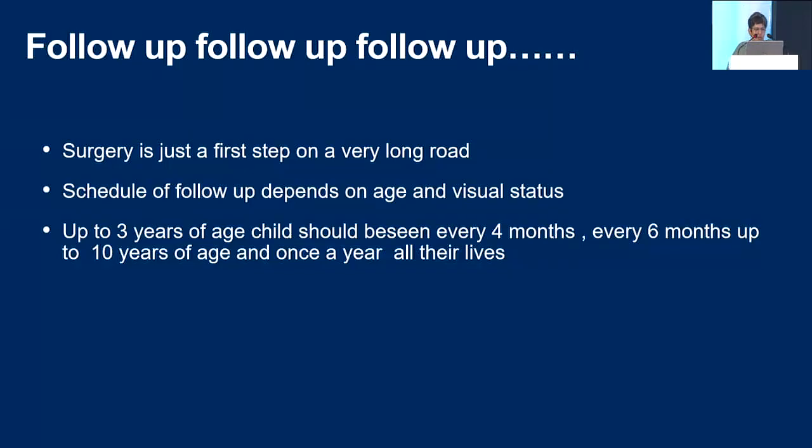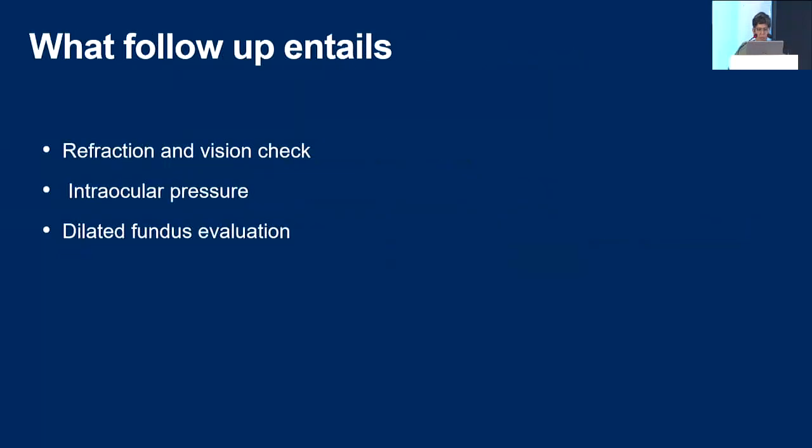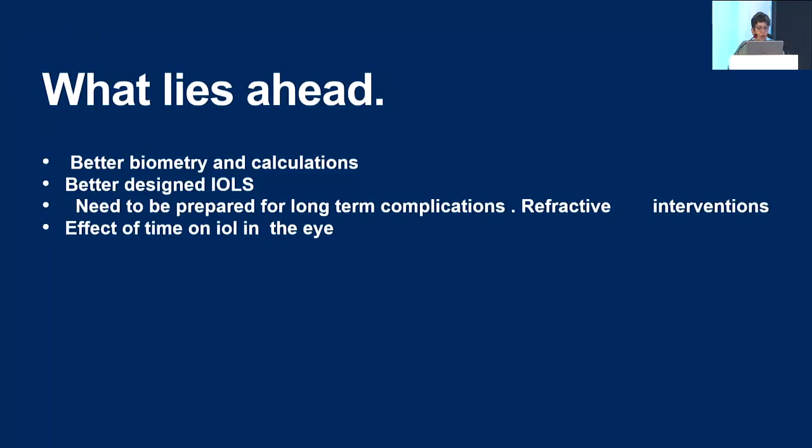The schedule of follow-up depends on age and visual status, but up to 3 years, the child should be seen every 4 months, every 6 months till 10 years, and once a year all their lives. What does follow-up entail? It entails refraction and vision check, because VAO can undo your beautifully done surgery within a few days. Intraocular pressure on every follow-up visit, and a dilated fundus examination on every visit, including a very careful look at the disc.